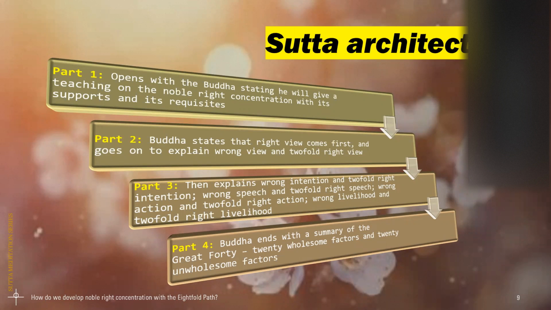So if we find that our view is not correct, we need to take the opportunity to heed the Buddha's instructions in this teaching. At the same time, what this teaching will unfold is that all the factors in the Noble Eightfold Path are connected, interlinked, running and circling around each other, and holding up this noble right concentration. So they don't operate in isolation, and we'll be clearly instructed on how to develop the whole path, not just one or two factors of the path, but the whole path.